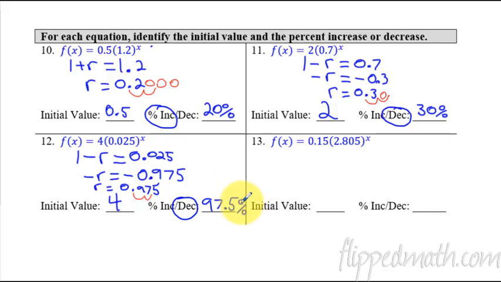97.5% decrease. So if we take this 97.5 and this 2.5%, if you thought about this as a percent, it'll add up to 100%.